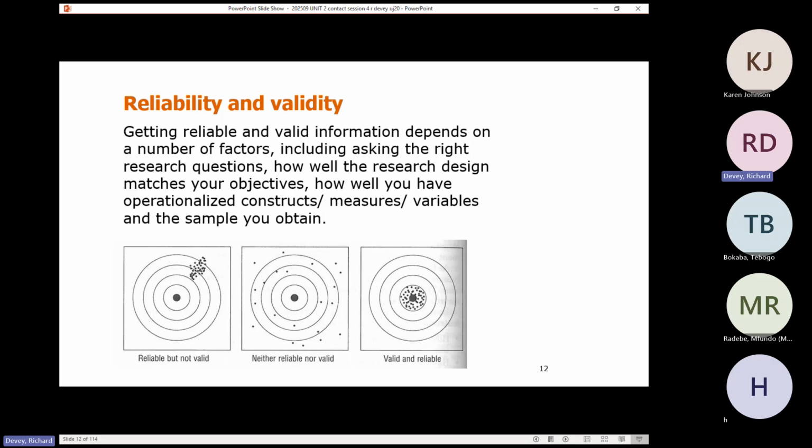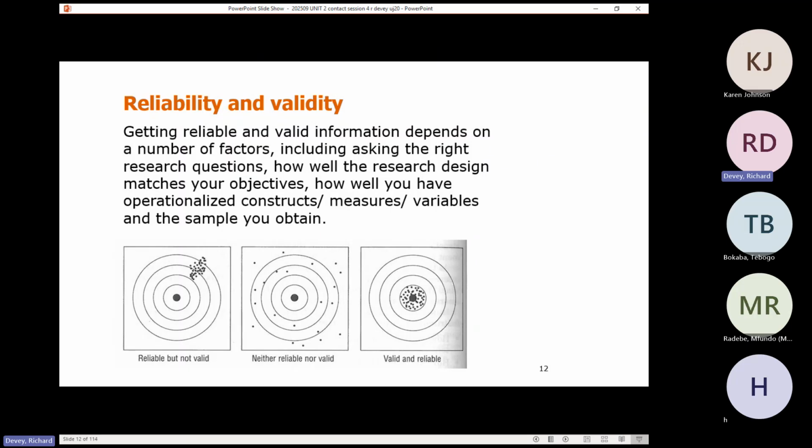So I've covered this diagram already, but the plan as a researcher is that we're trying to get to that last image, the image on the right, where we've got valid and reliable results. We want to avoid situations where we've got a result which is not reliable nor valid, and where we've got a result which is reliable but not valid. So we need to avoid situations like that.